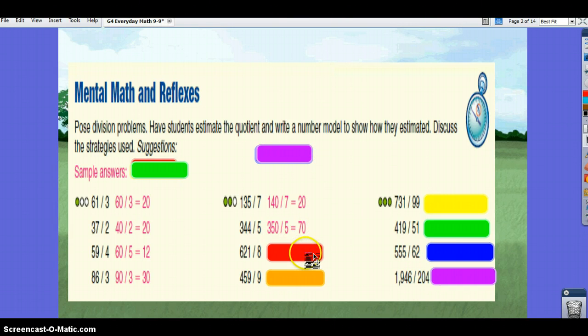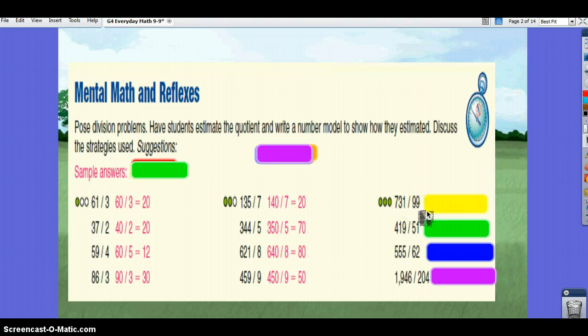621. I would probably round that one also up to probably 640 because I know 8 times 8 is 64, so my answer would be 80, and that's exactly what they did. 459 divided by 9. I would probably round that up to 500 divided by 10, which would give me 50, and that's exactly what they did.